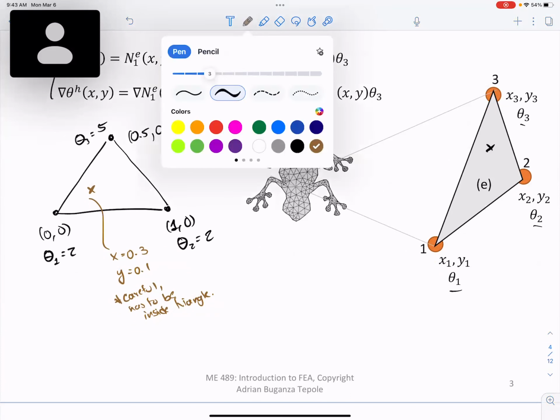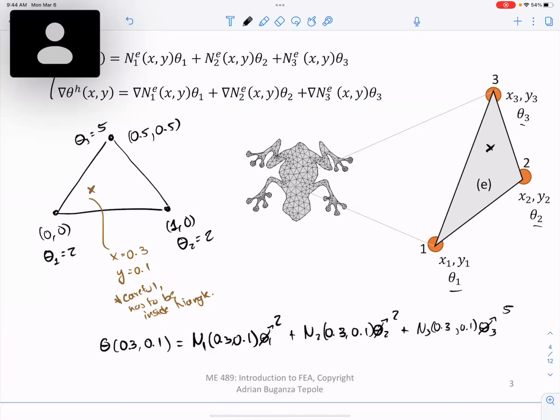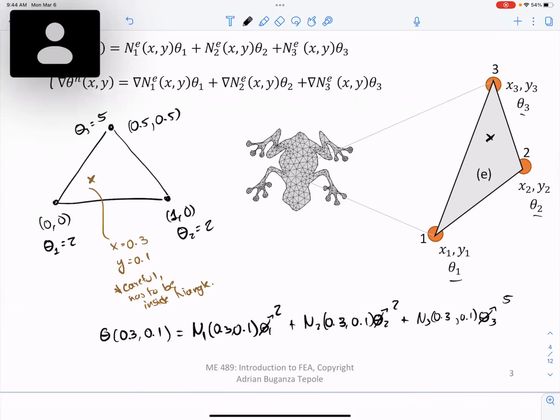If I want to know the value of the temperature at that point, all I would do is evaluate that first shape function at that value and multiply by the value of theta 1, evaluate the second shape function at that same xy value and multiply by theta 2, and evaluate the third shape function at that value and multiply by theta 3. And that will give you whatever value of theta is at that location.